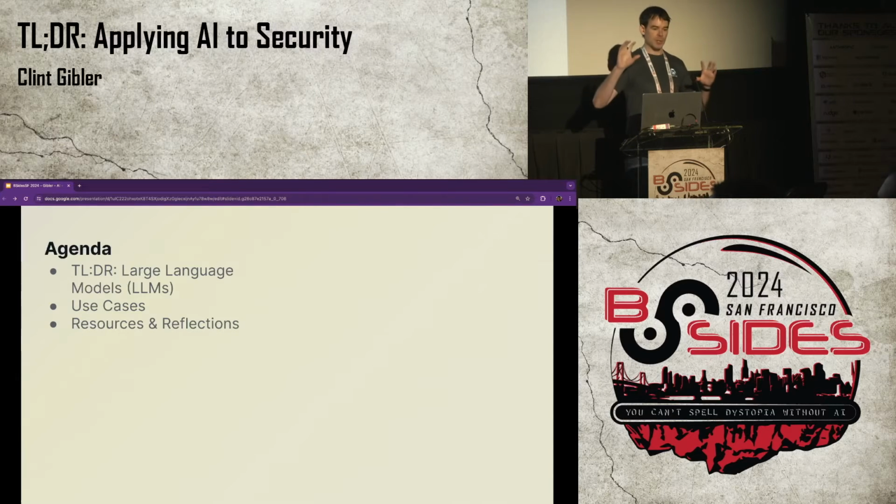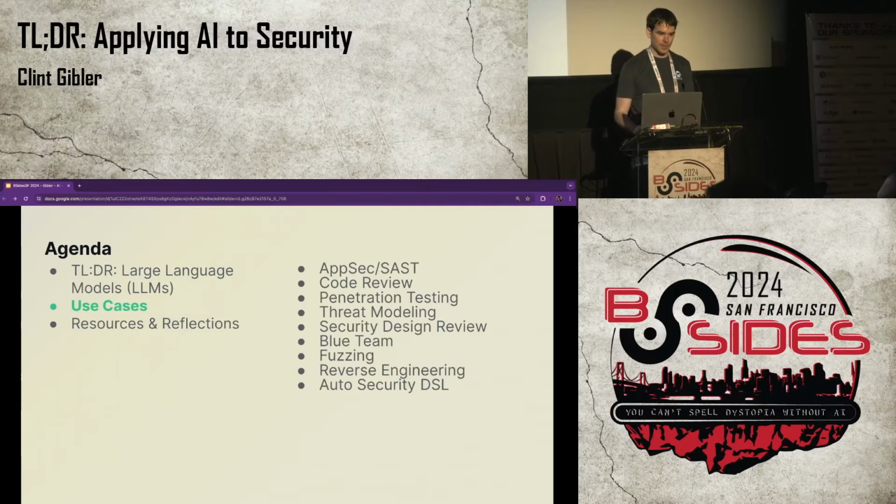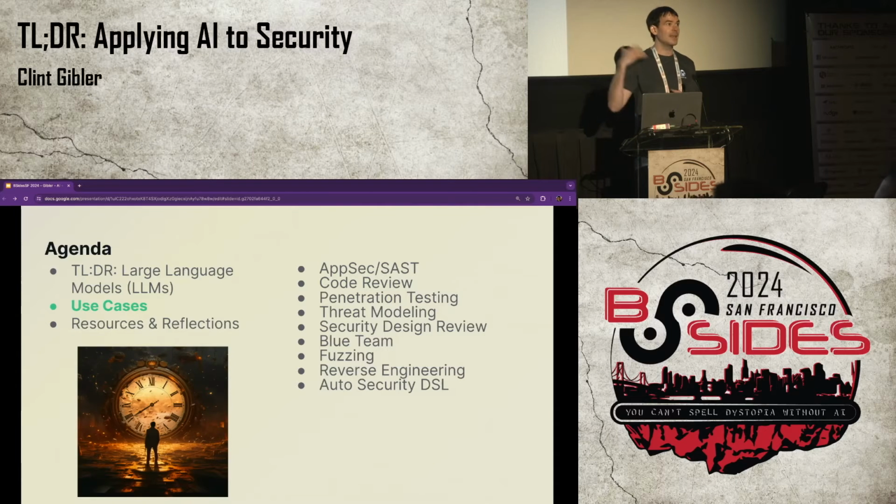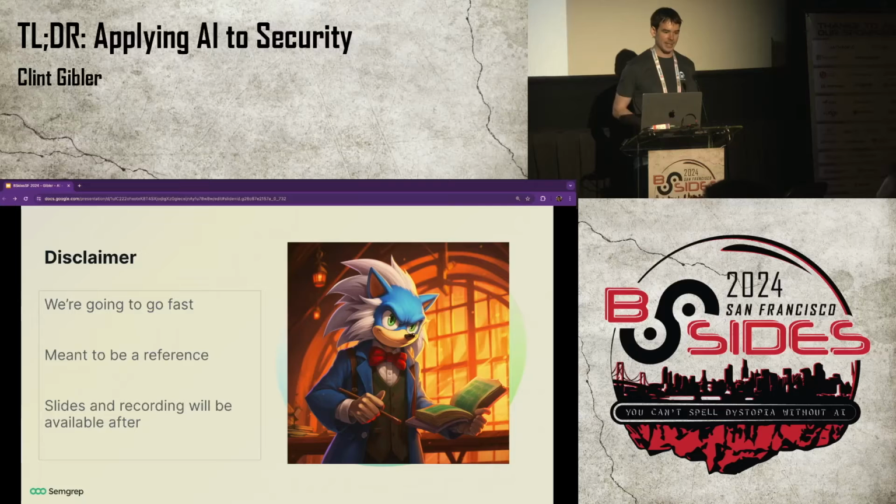There are three main parts to this talk. First, we're going to do a lightning introduction to large language models to ensure we're all on the same page. The bulk of this talk will be on use cases, and then I'll conclude with some resources and reflections. When I say use cases, I mean a lot of them within many different categories. And if you're like me, when you see that, you're like, ooh, okay, we gotta move. We got a lot to do.